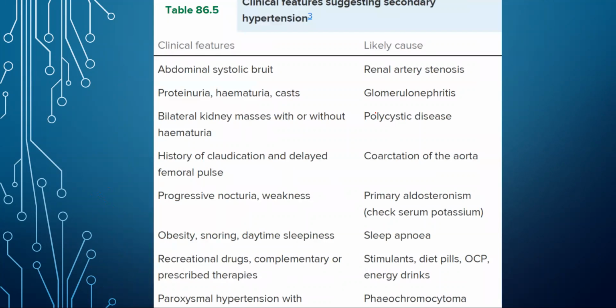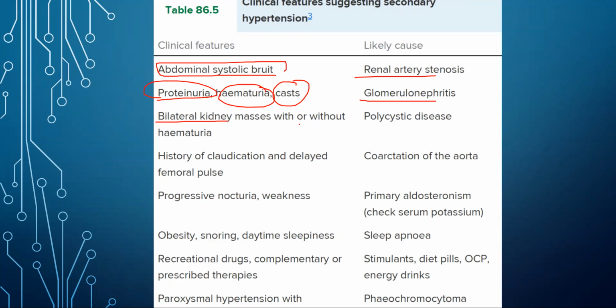What are the clinical features that suggest secondary causes of hypertension? If you have a patient with hypertension and a renal artery bruit, that's most likely renal artery stenosis. Hypertensive patient having hematuria, RBC cast, and proteinuria, that's glomerulonephritis. Bilateral kidney mass with a family history of kidney problem, that's polycystic kidney disease. Radiofemoral delay, coarctation of aorta.